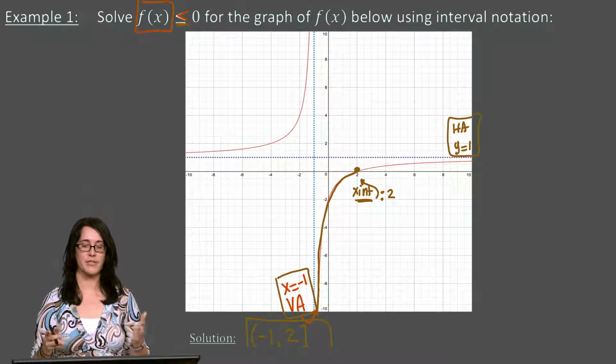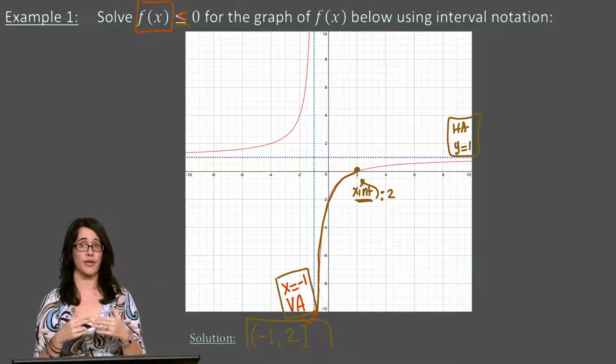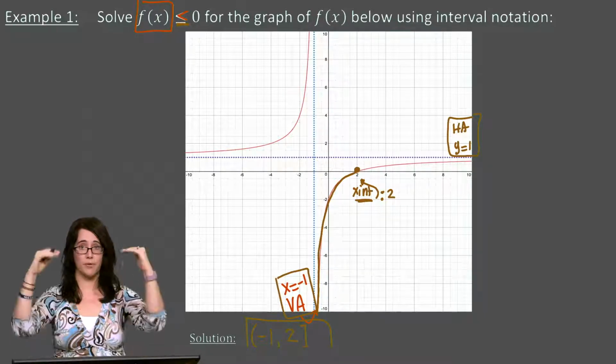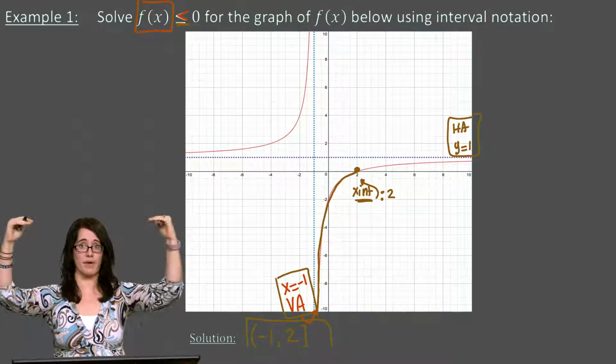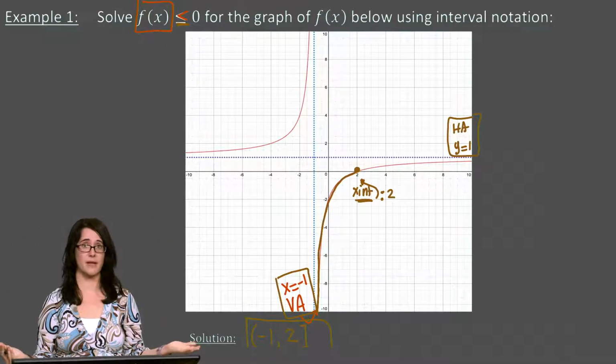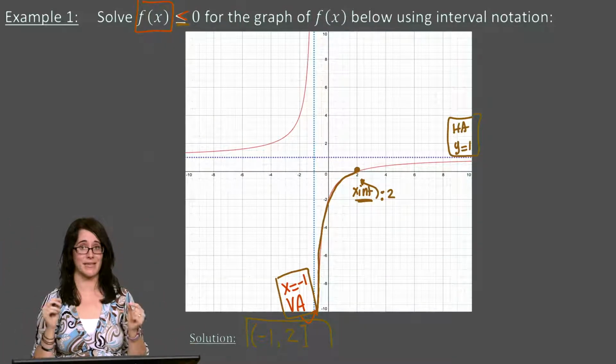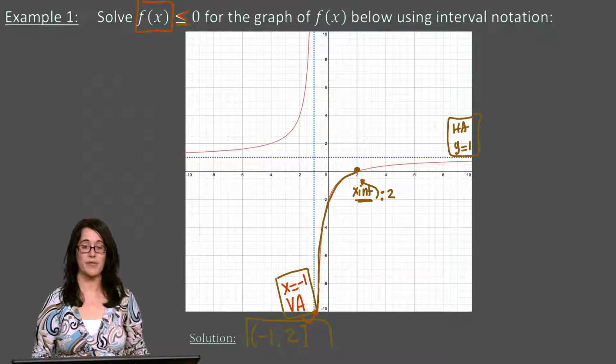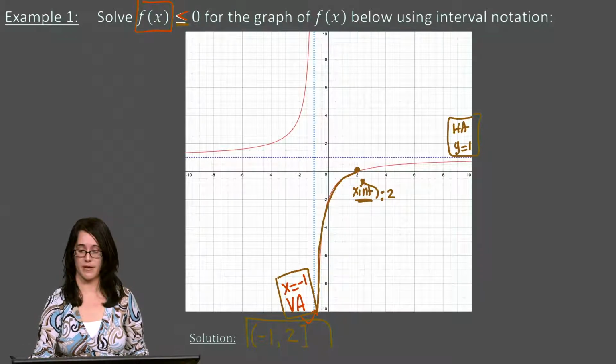Okay, so today what we're going to be doing is doing just that. We're going to be looking at graphs and answering the question, when is this graph below the x-axis or above the x-axis? A very basic concept, but knowing what they're asking is the key. Let's get started with some other examples where it's not quite as obvious.